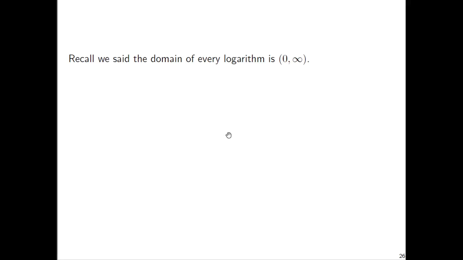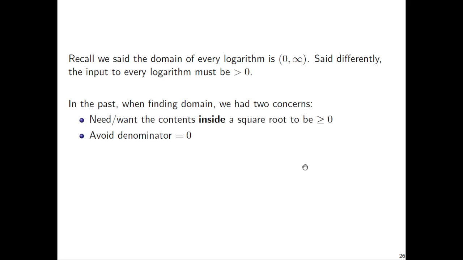Remember that we said that the domain of every logarithm was 0 to infinity, excluding the number 0? To say this differently, the input to every logarithm must be bigger than 0. In the past, when finding domain, we had two concerns. We wanted the contents inside a square root to be greater than or equal to 0. We also needed to avoid the denominator being equal to 0. You have to do that for every fraction.